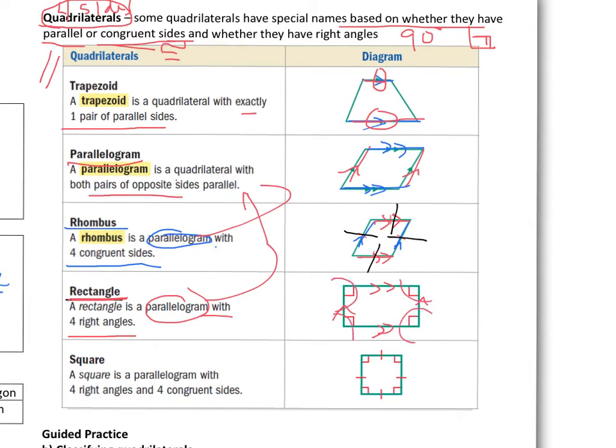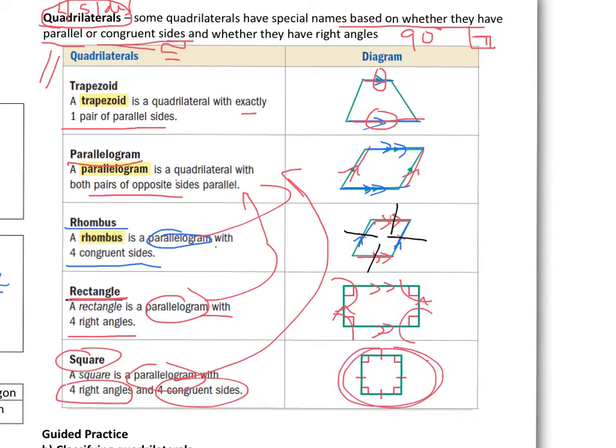And now the most famous, the square. Yeah, it's also a parallelogram. So if I say, is a square always a parallelogram? Yes. And if I ask you, is a parallelogram always a square? Then you have to say no, because sometimes it can be a rhombus or a rectangle. Okay? And for a square, remember, it always has 4 right angles and 4 congruent sides.